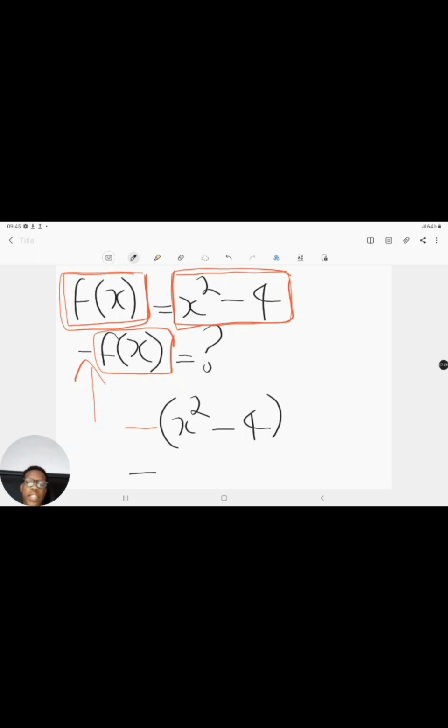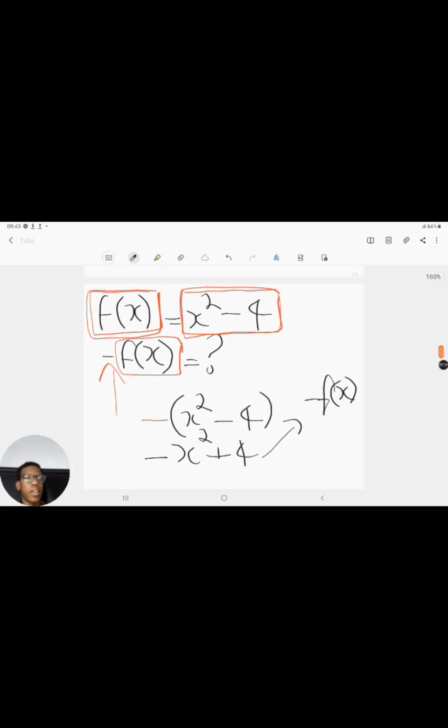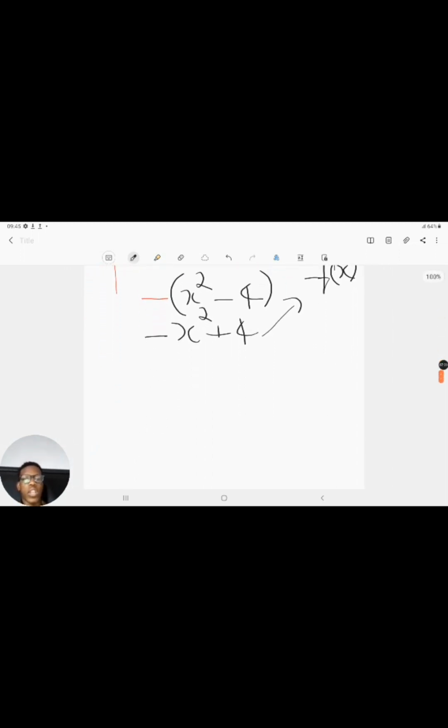So you'll have negative times x squared is negative x squared, and then negative times negative 4 is plus 4. And this will be your minus f of x. Easy. It simply means multiply f of x by a negative, multiply everything that f of x is made up of by a negative. Okay, let's show you another example.